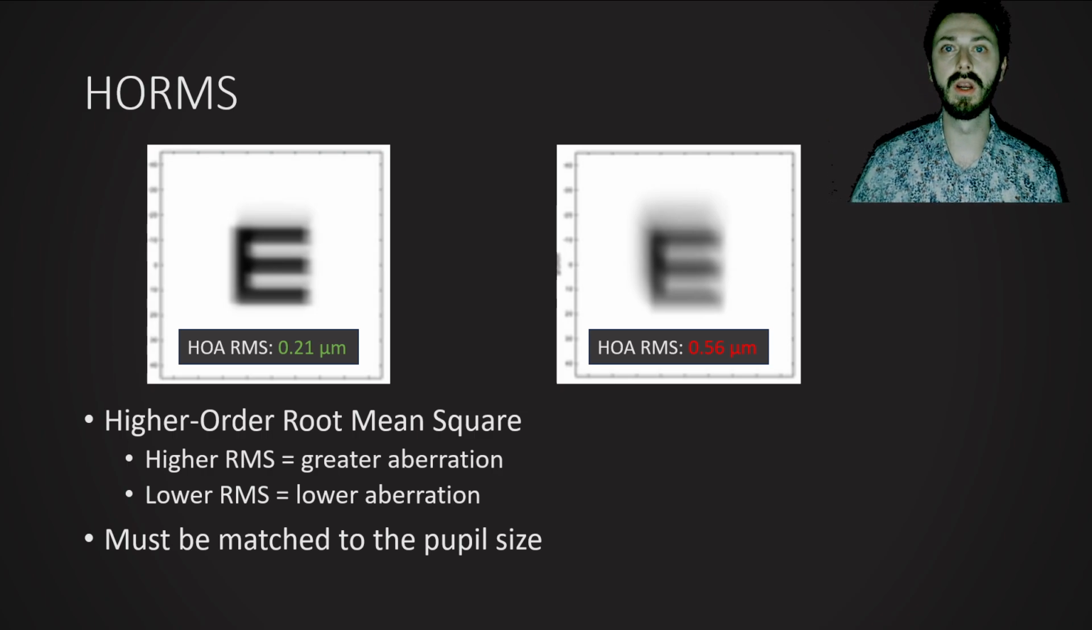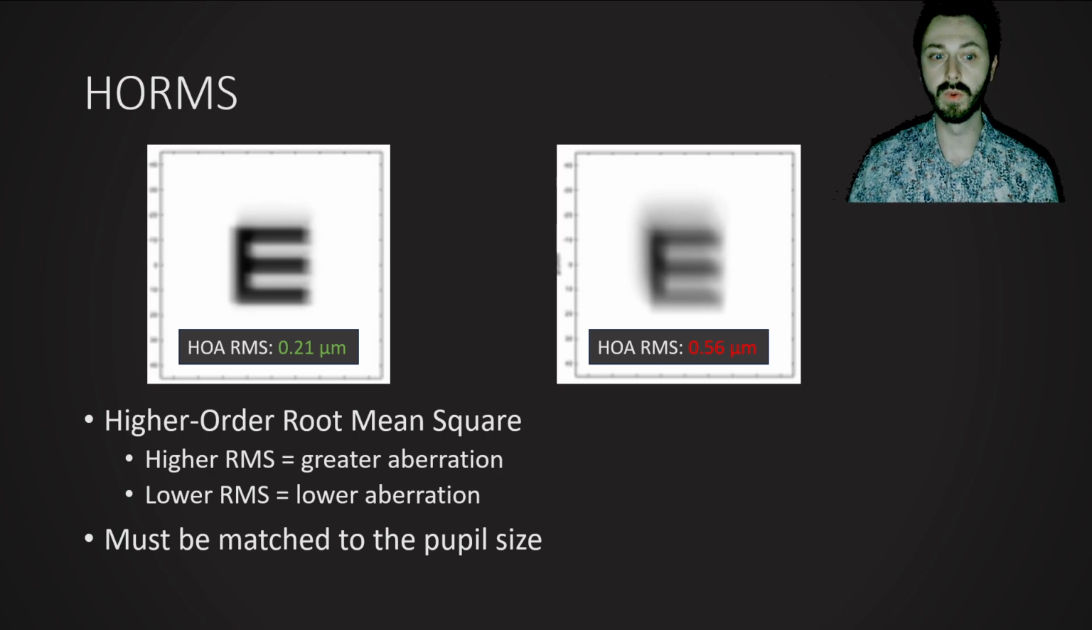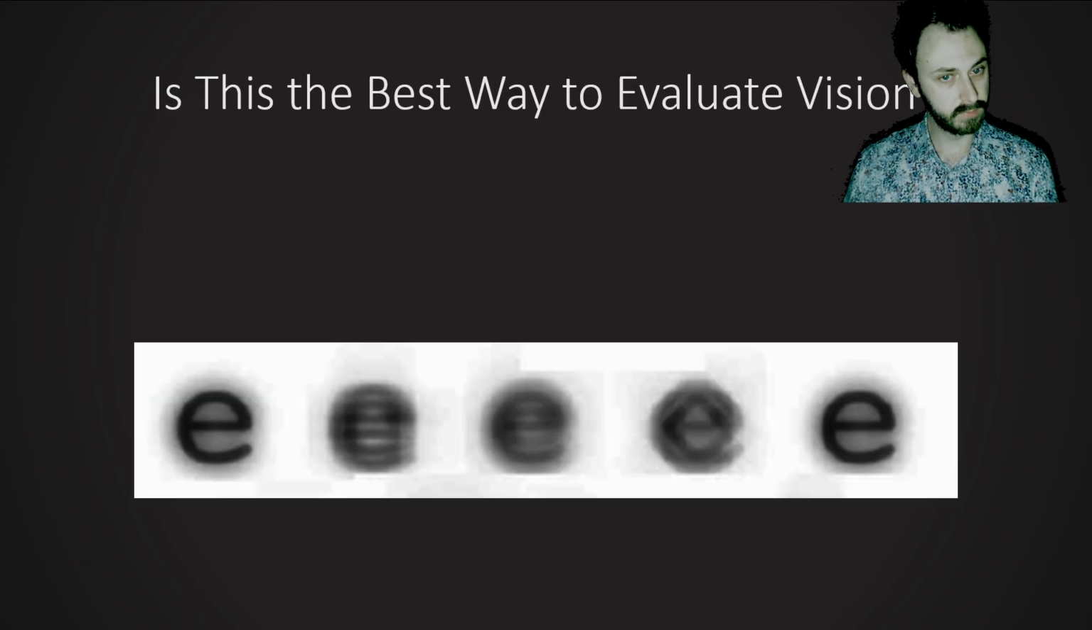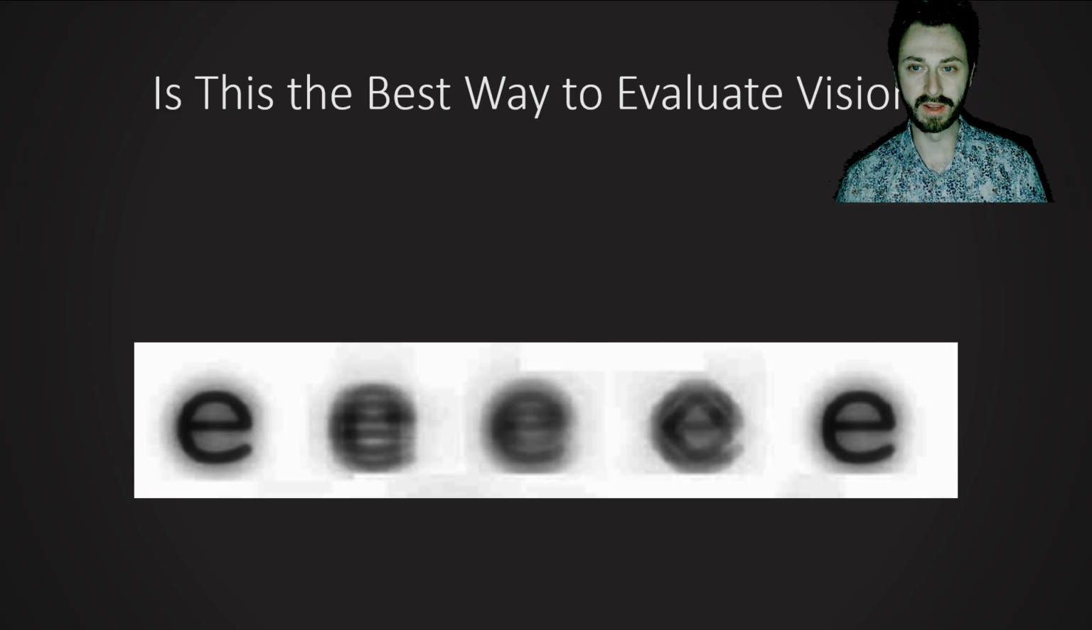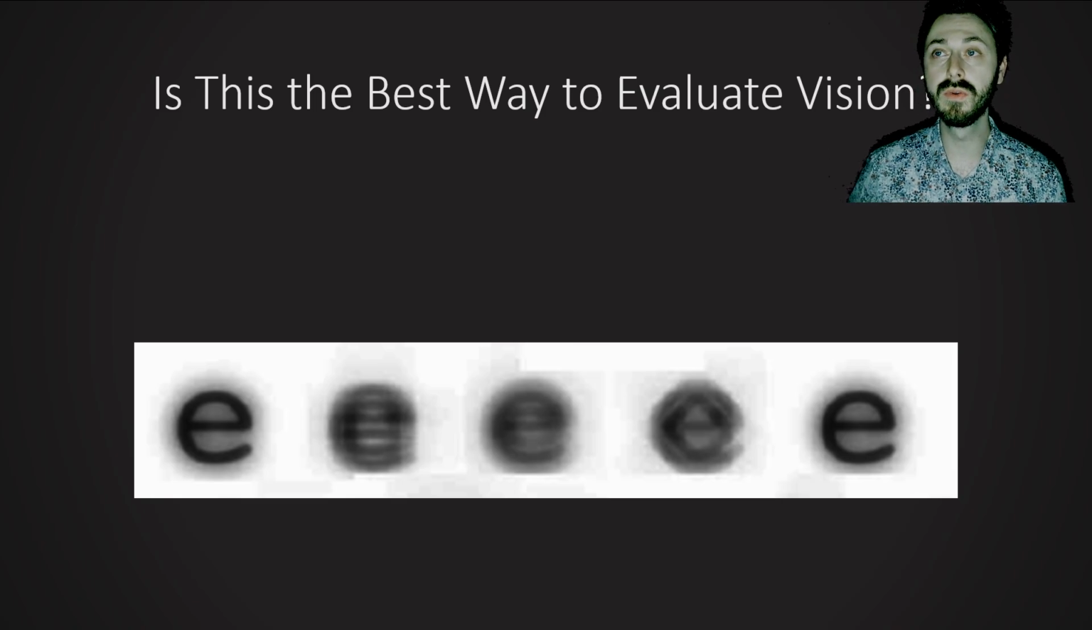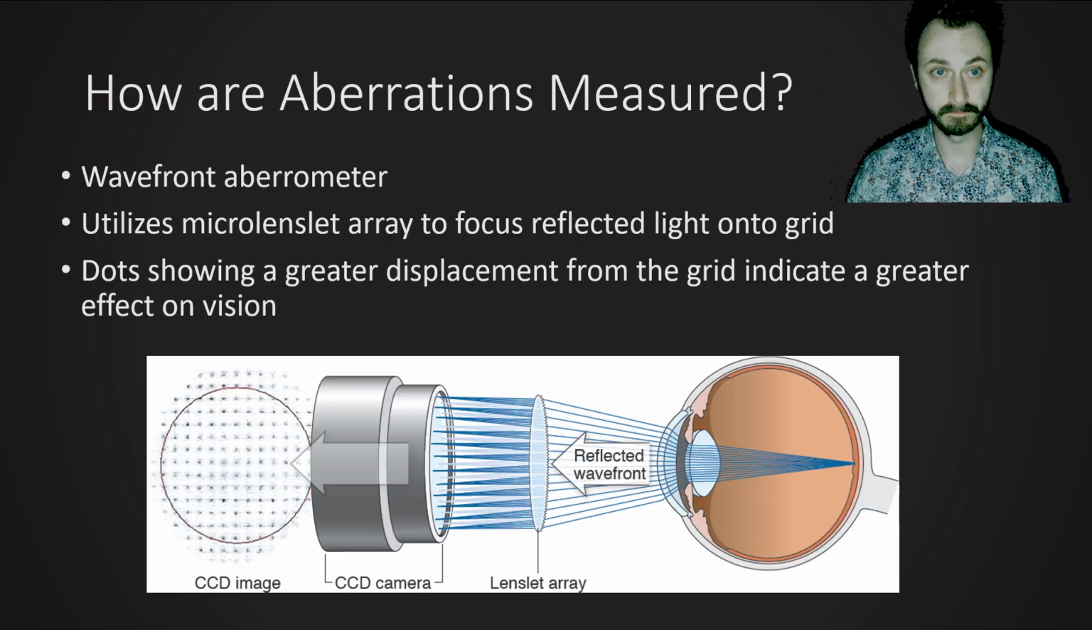Important to note, if you are attempting to reduce higher order root mean square, you need to compare this value across the same pupil diameter. Typically in the literature, this is around 6. Just want to point out that we're able to read all of these E's. You can discern that there are 5 E's on this slide, but they are not of equal quality. So using letters is really the best way to evaluate vision.